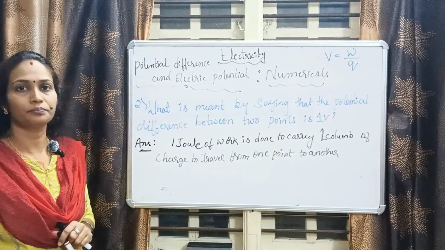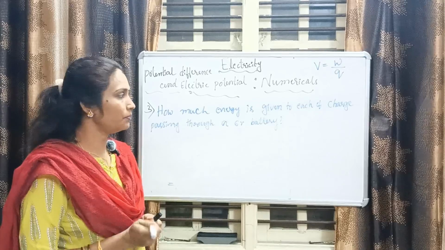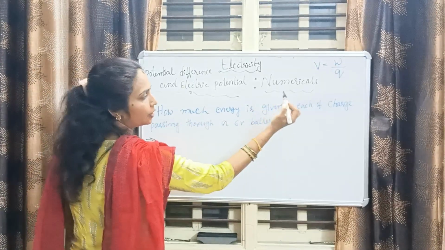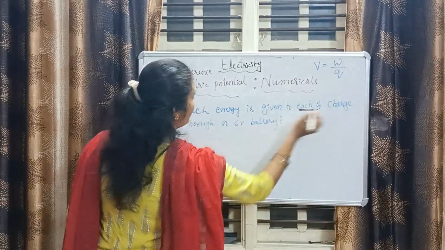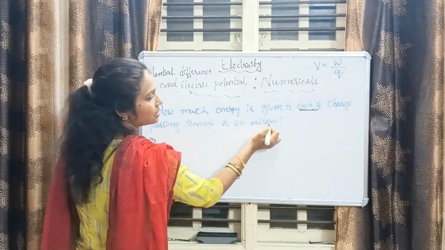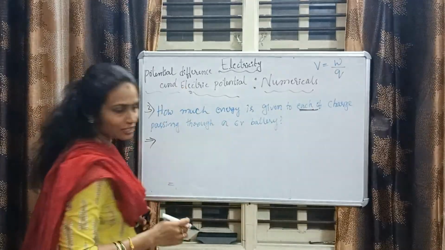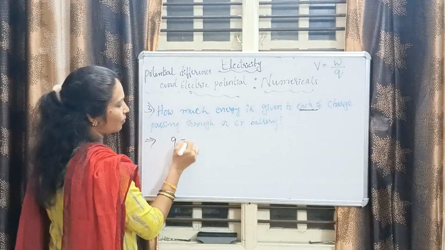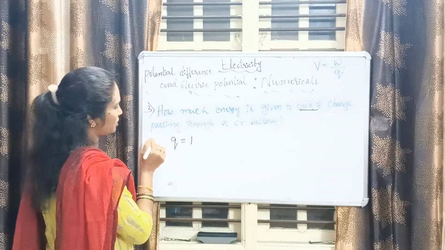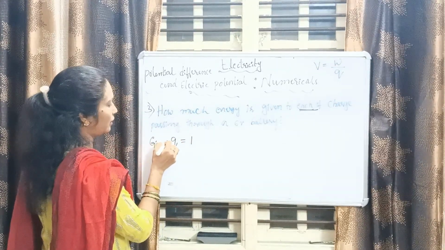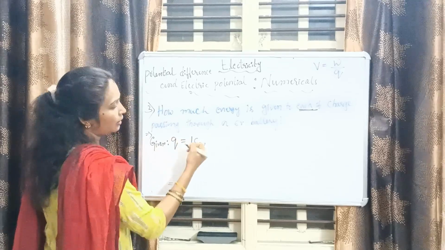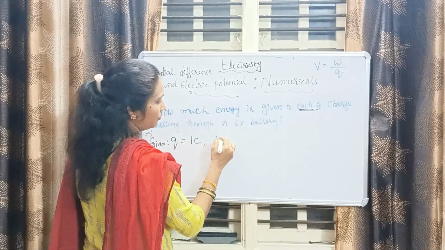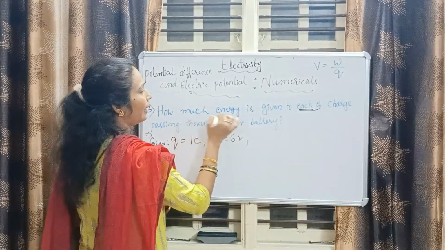Okay, write down. And this is your third problem. Just read the problem properly. How much energy is given to each charge passing through a 6 volt battery? Each charge means what, guys? Single, correct? It means Q is how much? What they have just mentioned, given. This is very important. Q is equal to what? 1 coulomb, and passing through a 6 volt battery, V is equal to 6 volt.